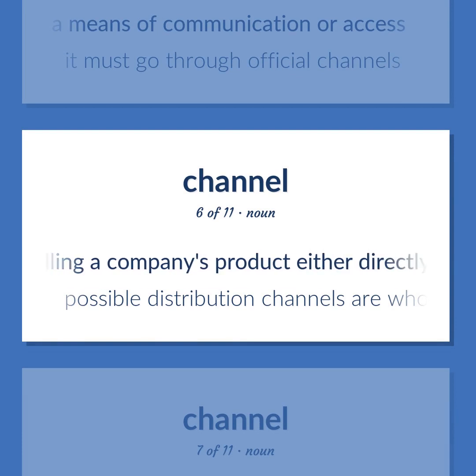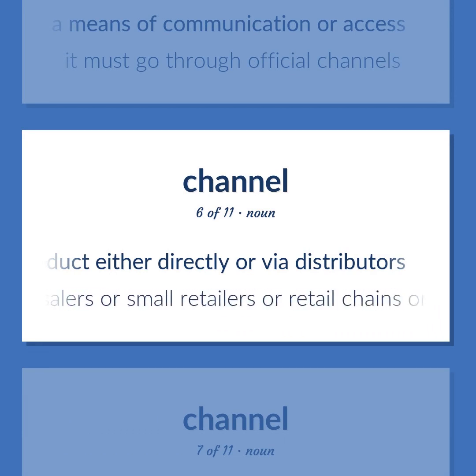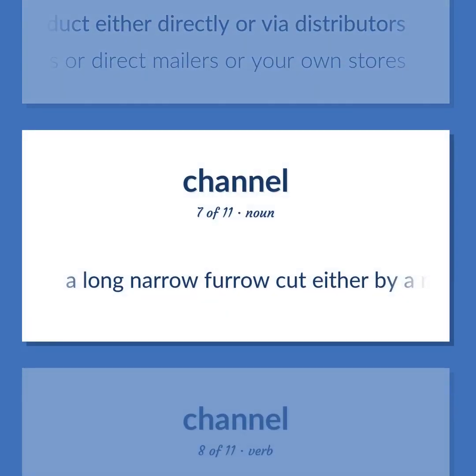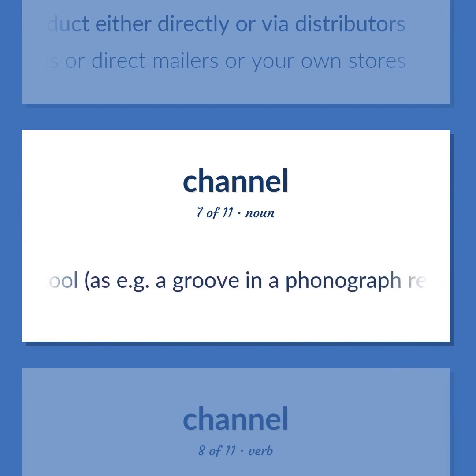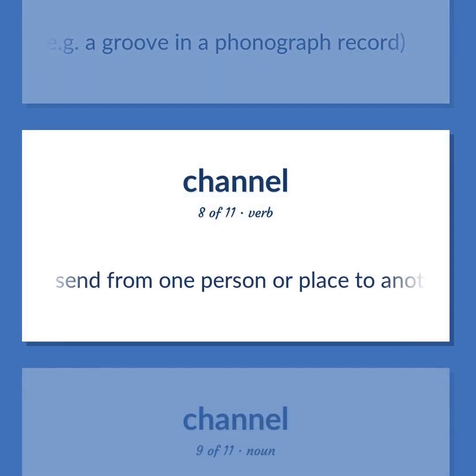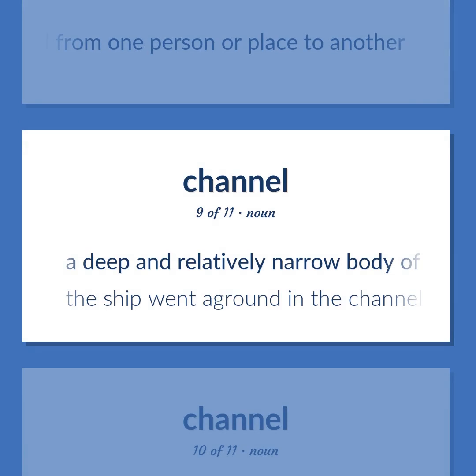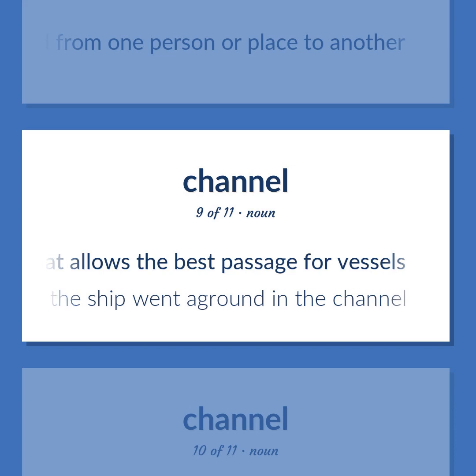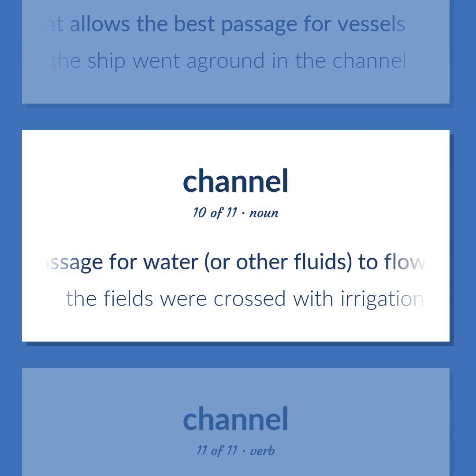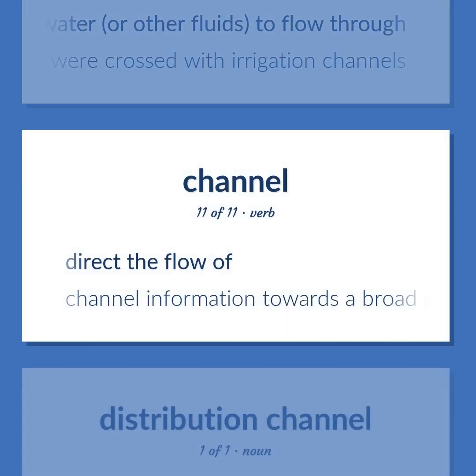A way of selling a company's product either directly or via distributors. Possible distribution channels or wholesalers are small retailers or retail chains or direct mailers or your own stores. A long narrow furrow cut either by a natural process, such as erosion, or by a tool, as e.g. a groove in a phonograph record. Send from one person or place to another. A deep and relatively narrow body of water, as in a river or a harbor or a strait linking two larger bodies, that allows the best passage for vessels. The ship went aground in the channel. A passage for water, or other fluids, to flow through. The fields were crossed with irrigation channels. Direct the flow of. Channel information towards a broad audience.